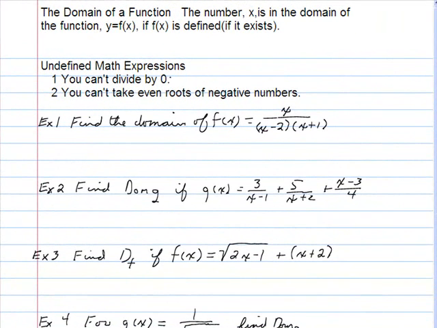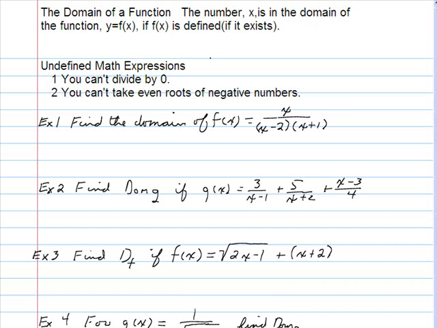In this podcast, we're going to talk about the domain of a function. The domain is a concept of what x it's legally allowed to put into a function. Formally, we say the number x is in the domain of the function y equals f of x if f of x is defined, that is, if f of x exists. So the domain of a function is all the x's that you could put into the formula for the function and not run into any trouble.